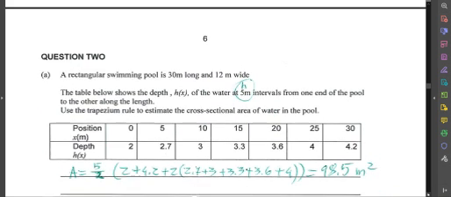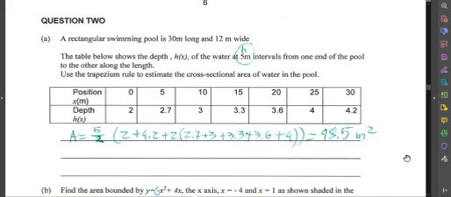Cool. Oh, this is one of my favorites. It just requires you to do what? Pay attention to what you're reading. All right? Cool. A rectangular swimming pool is 30 meters long and 12 meters wide. The table below shows the depth h of x of the water at 5 meter intervals from one end of the pool to the other along the length. Use the trapezium rule.